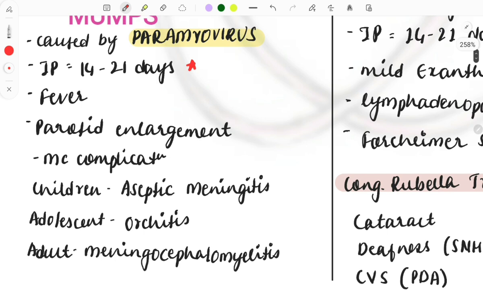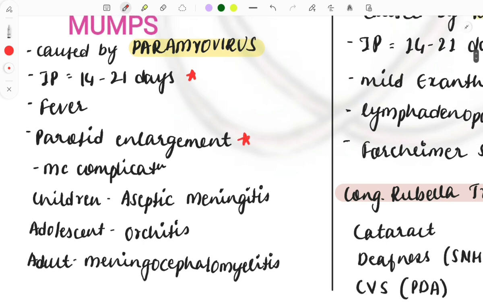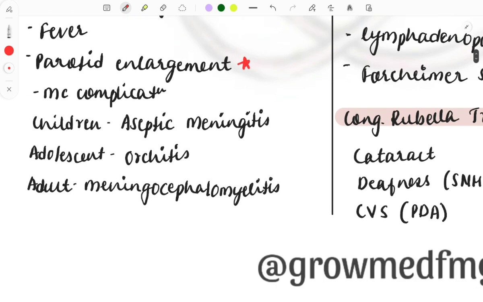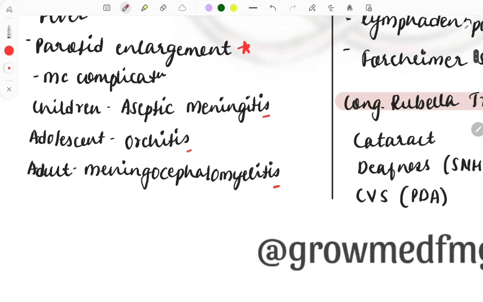Then fever, parotid enlargement. See, this is the buzzword which will be given in the question. The most common complication in case of children is aseptic meningitis. In case of adolescents, orchitis, and in adults, meningomyeloencephalitis.